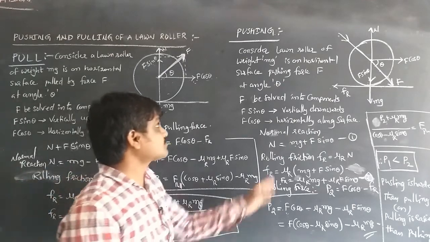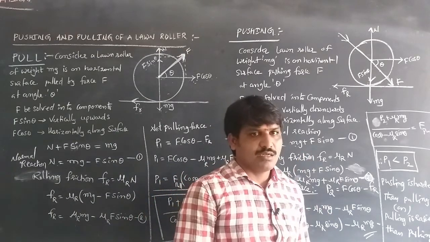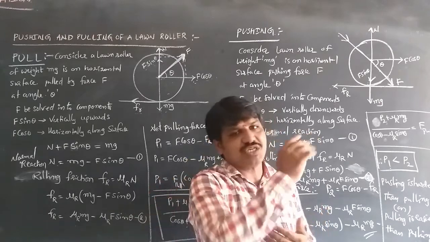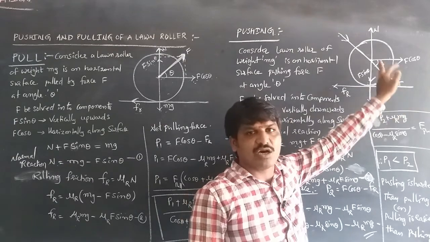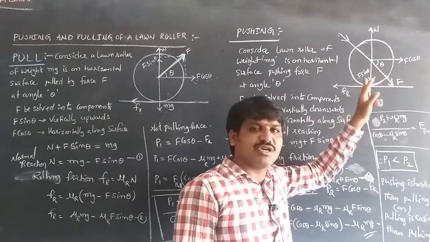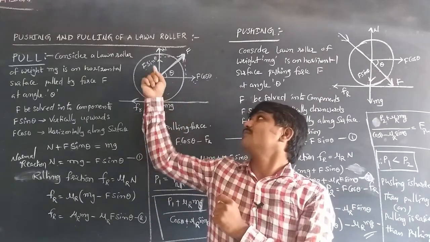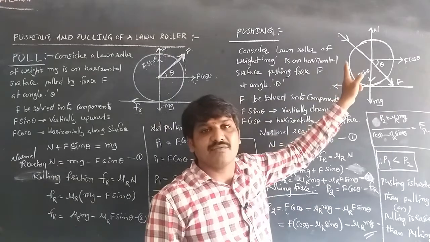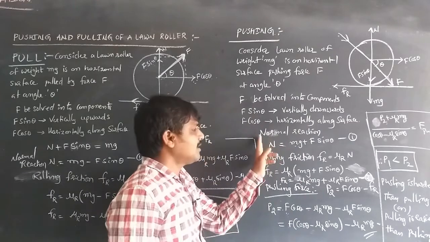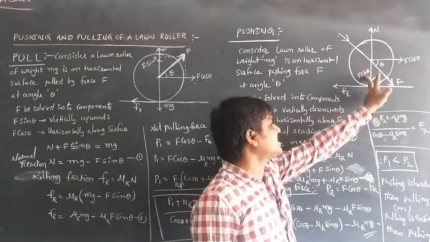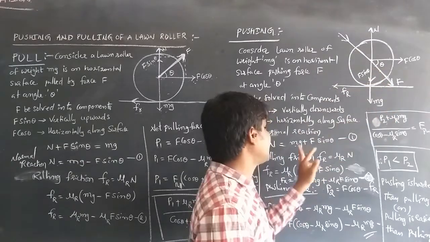Next, for the same lawn roller, whenever we are pushing, the resultant force is acting in this direction. If we take the components, the horizontal component will be F cos theta and the vertical component will be F sin theta. In the case of pulling, the vertical component acts vertically upwards. In this case, the vertical component acts vertically downwards along with the weight. So the normal reaction N is equal to mg plus F sin theta.